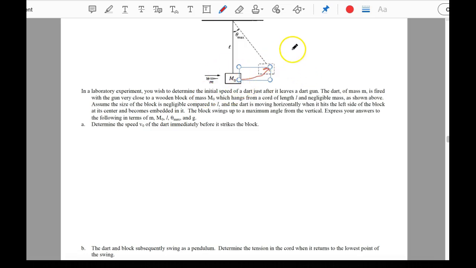So they would commonly do this if they want to find out how fast a ballistic object is moving. So the dart is fired, and then it makes an angle. They want us to figure out what is the speed of the dart immediately before it strikes the block. To do that, we've got to do this in terms of little m, which is the mass of the dart, big M, which is the mass of the block, L, which is the length of the string, theta max, which is the biggest angle that this will make, and gravity. So pretty common thing for you to need to know how to do. We'll go right through this and see what happens.